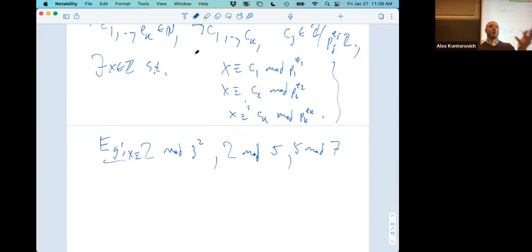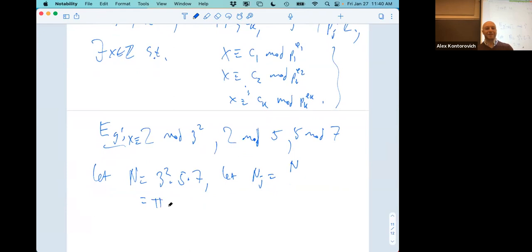So let's do the algorithm, and then you'll see why that's the proof. So let n be equal to the product of all these. So this is 3 squared times 5 times 7. Doesn't matter what that number is. I'm not going to do the arithmetic. And let n_j be this number n. So of course, this is the proof and the example at the same time. So n is a product of p_i to the e_i, i ranging from 1 to k.